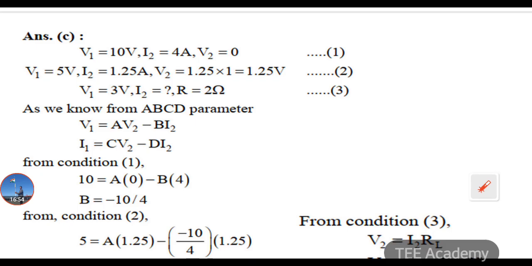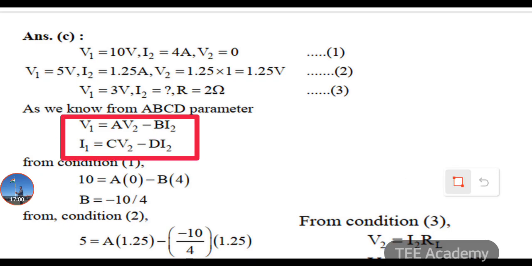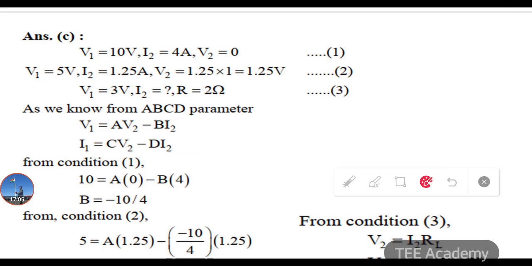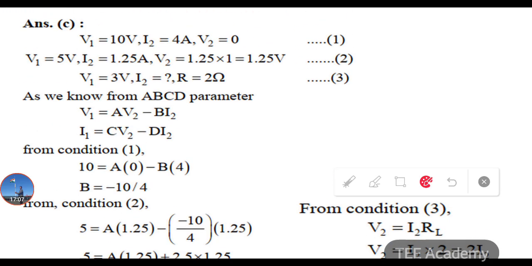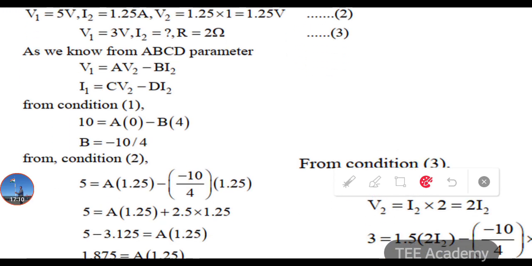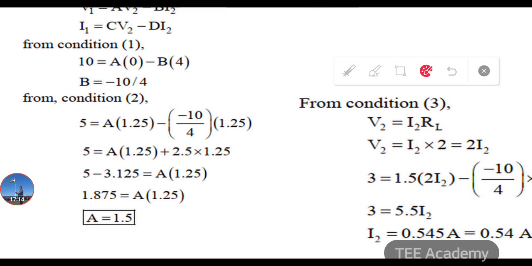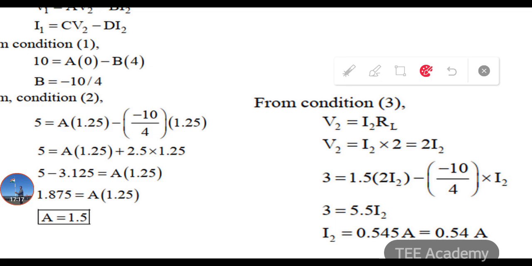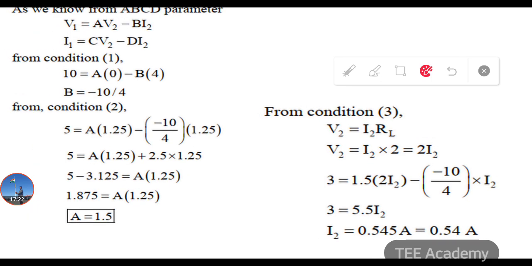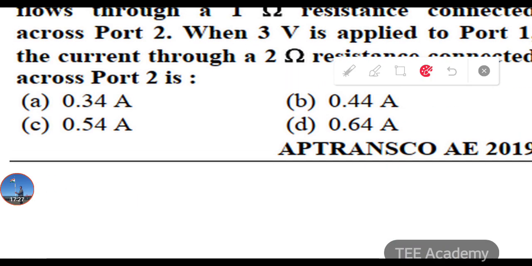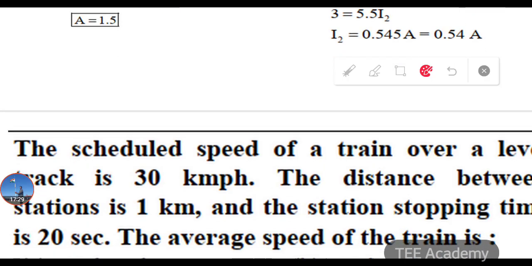And we know the basic condition for the two port network here. This is the important formula that you should keep in mind. From conditions 1 and 2, substitute here, so we'll get the derivation. A is 1.5, and similarly, substituting the values in the third condition, you will get I2 as 0.54. So the answer for this question is 0.54 amps. C is the right answer for this question here.